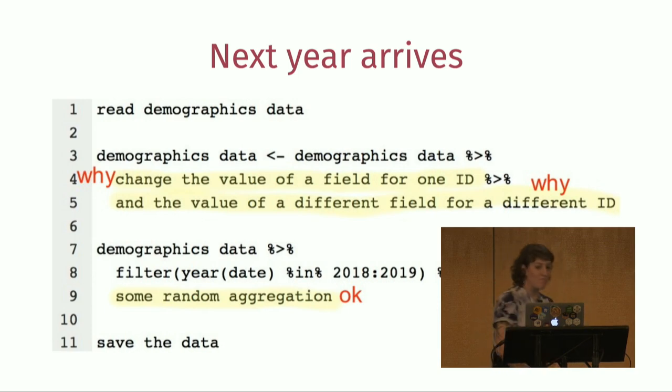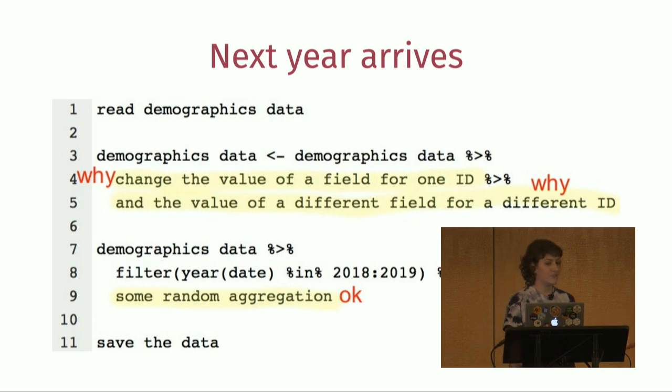And so I take the data, and I change the value of a field for one ID. Why? I don't know. And the value of a different field for a different ID, again, I have no idea why. Then I take the data, I filter it, and I do some aggregation. And at this point, I'm like, cool. So I have just no idea what is going on here. Because the code that I was writing was so specific for last year's project, and I wasn't thinking about how to reuse this code.